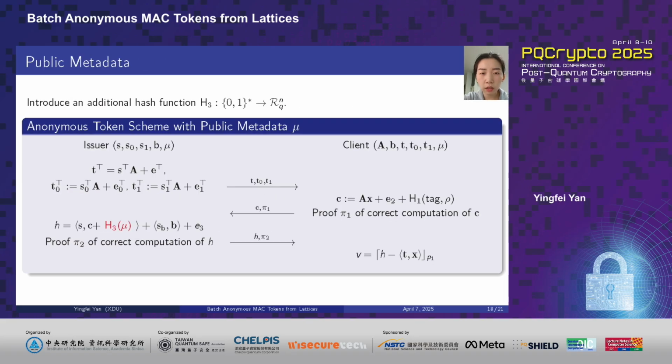And our protocol elegantly extends to support public metadata mu through simple but powerful modifications. The hash expansion: we introduce a new hash function, hash3, mapping metadata to the lattice vector. This allows public metadata mu to influence tokens without compromising security. So in the modified computation, the issuer now computes H equals the inner product of S with C at hash3 of mu. Critically, the original proof pi1 still validates C's structure, preventing malicious clients from manipulating hash3 of mu.